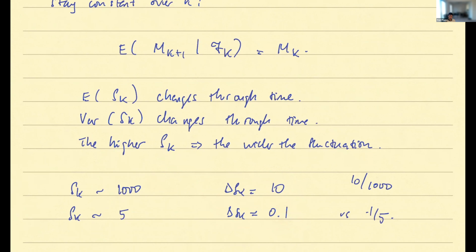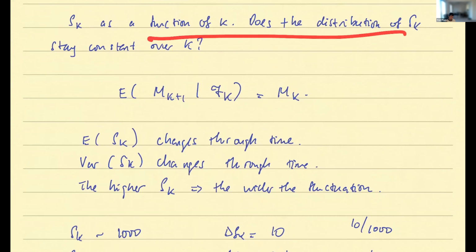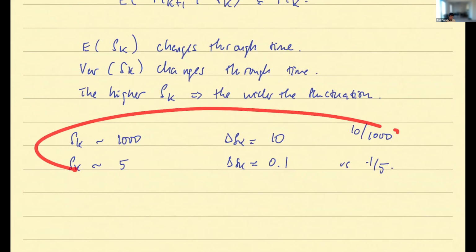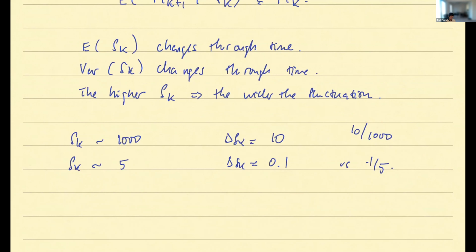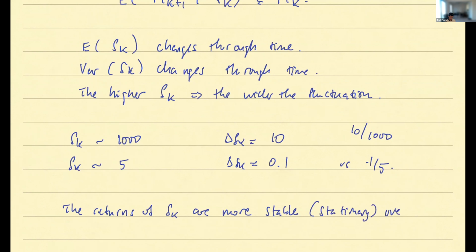Okay? So that's a clue for you right there, that the price itself is not an object with a stable distribution over time that we want to model. But the return is the stable object. In other words, the return of S is more stable. Or actually, that's exactly the word: stationary over time. Okay.